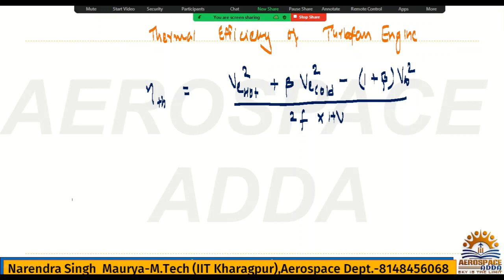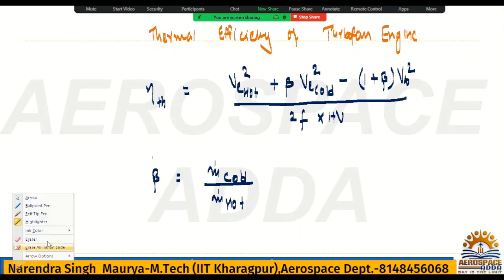Okay, V_E hot is the exit velocity of the hot nozzle. V_E cold means exit velocity of the cold nozzle. Beta is nothing but mass flow rate of the cold divided by mass flow rate of the hot nozzle. Alright. V infinity is the aircraft speed, or you can say free stream speed.